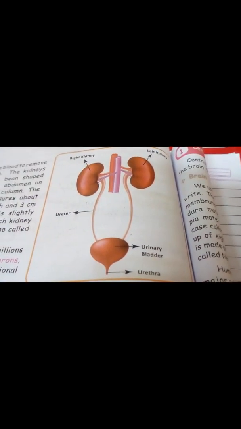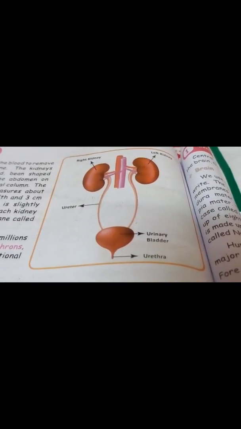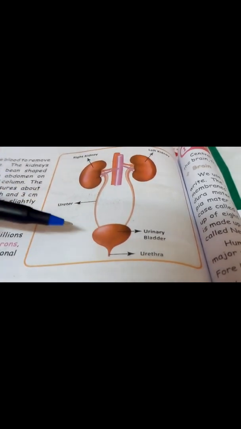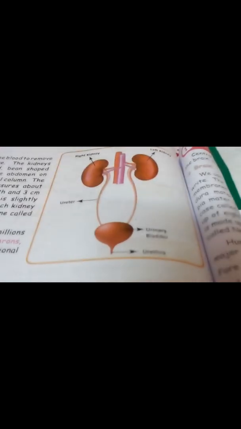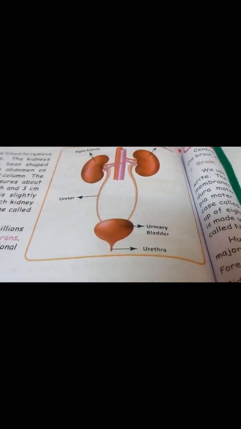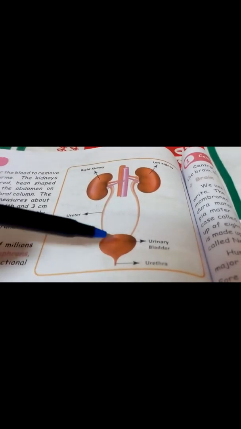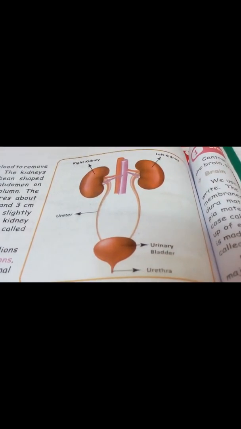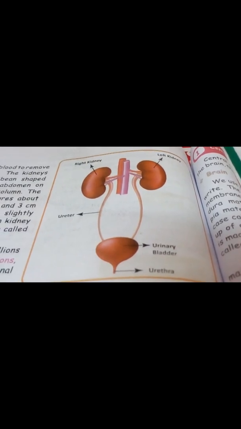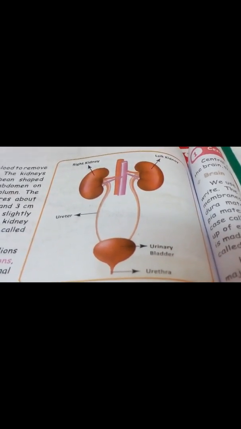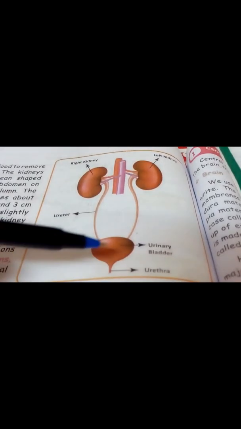Let's see about the urinary bladder. This urinary bladder is sac-like in shape and acts as a temporary storage organ of urine. Urine entering the urinary bladder from the ureter slowly fills the hollow space inside the bladder. Urine is expelled from the body through the urethra.